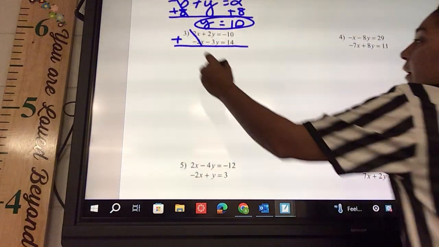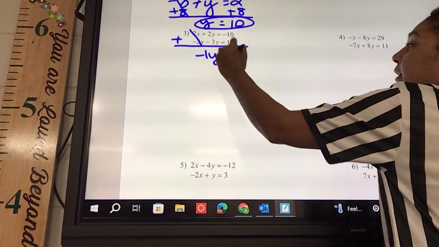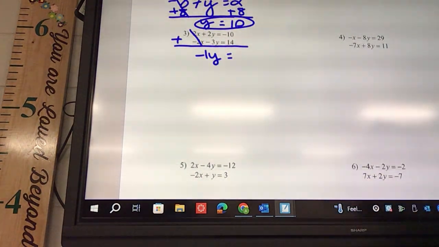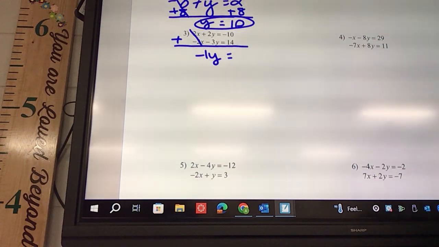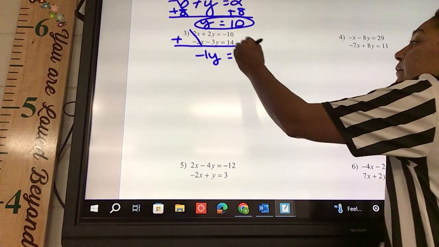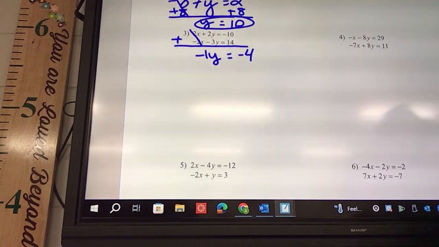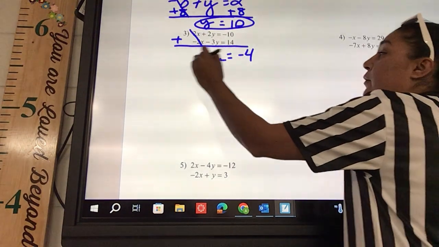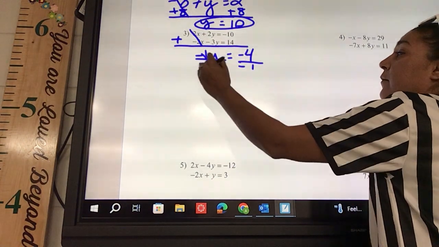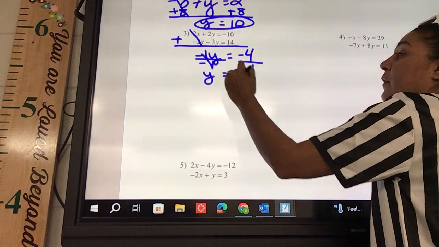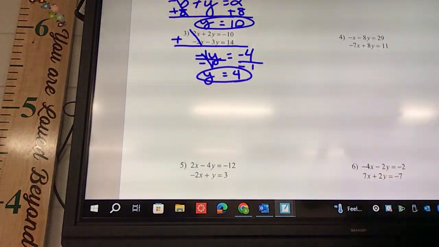-1. So we get -1y equals -10 plus 14. -10 plus 14 is -4. And then we're going to divide by -1. And so we get y equals 4.